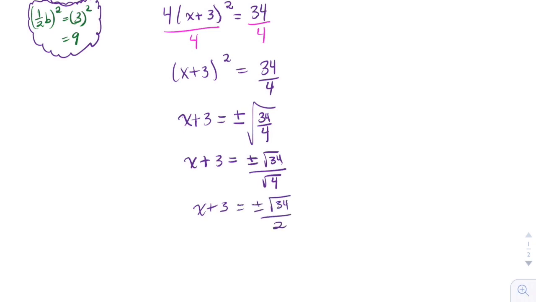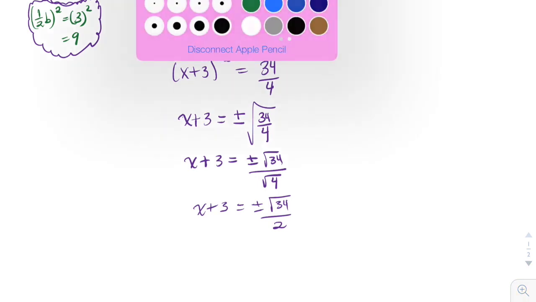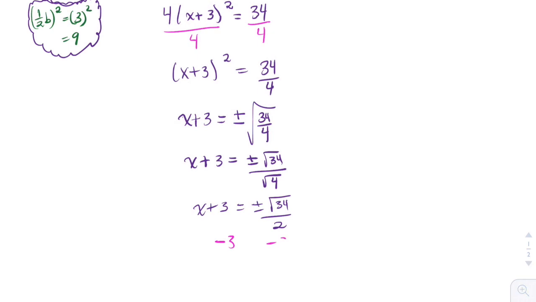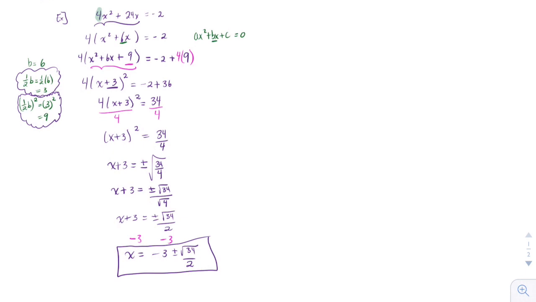For our last step here, we can just subtract 3 on both sides, and we get our answer for x. So we have x equals -3 plus or minus the square root of 34 over 2. Now, if we could simplify the square root of 34, we would, but it's just 17 times 2, so there's nothing we can really do with that. So that's our final answer.